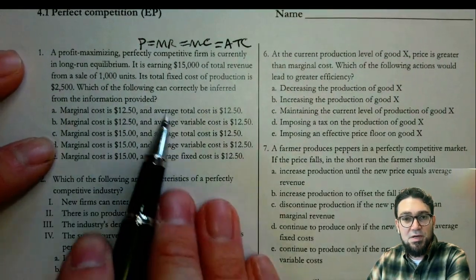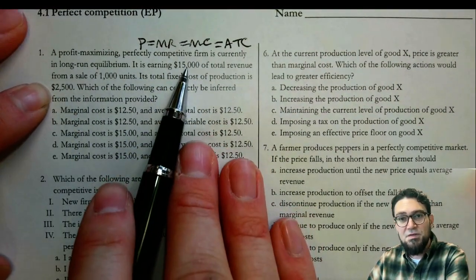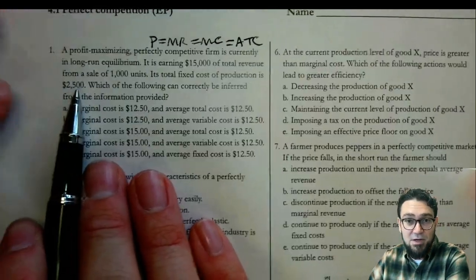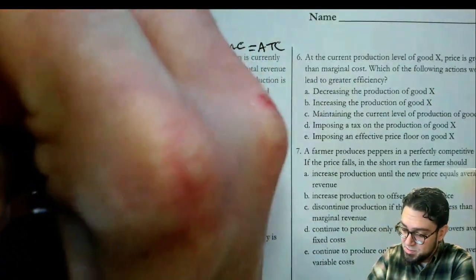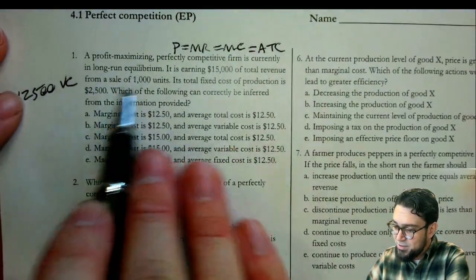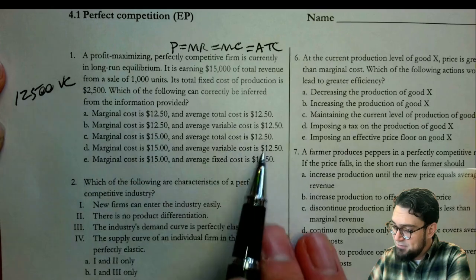So there's a few things here that I'm going to be able to do with this. The total fixed cost of production is 2,500. I know that we have 15,000 in revenue, which means I have 15,000 in costs. So that means I have 12,500 in variable cost. So I'm going to put that off to the side, 12,500 variable cost. And if I'm doing 1,000 units, then that makes each one of these 12.5 for variable cost.